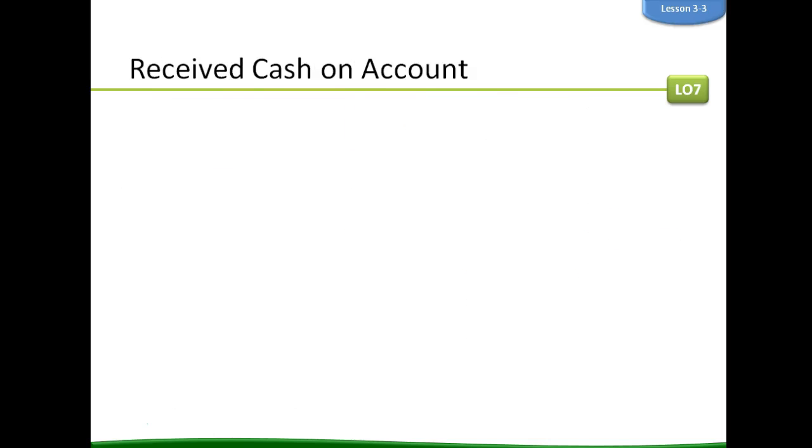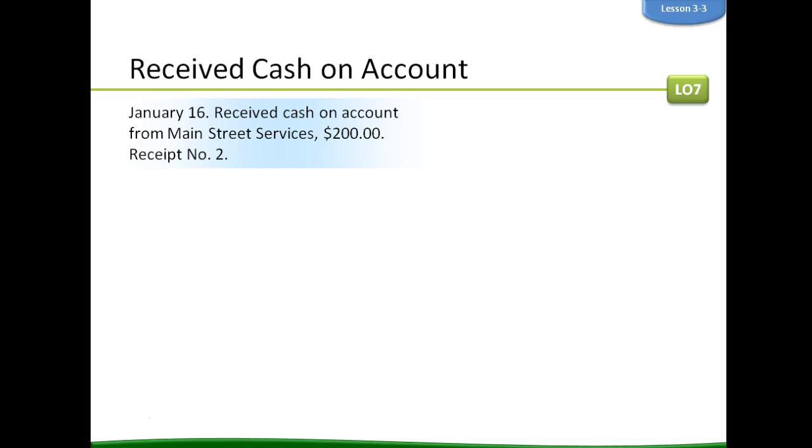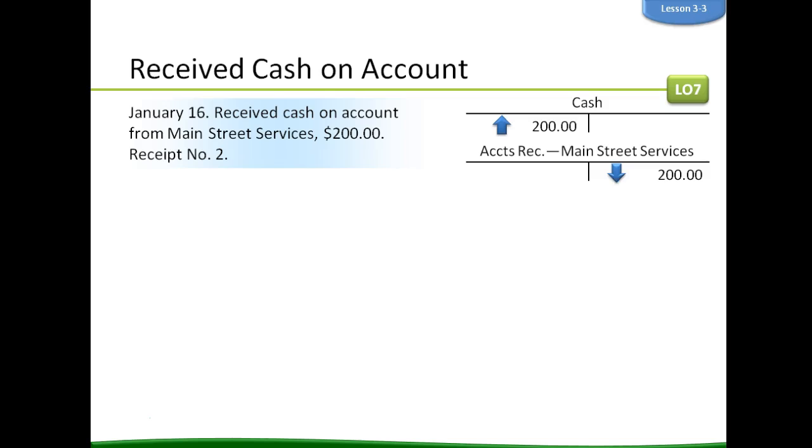All right, we received cash on account. Remember that sale we did to Main Street Services? Now they're paying us some of the money they owe us. Looks like $200. So our cash is increasing by $200. And the accounts receivable for our friends at Main Street Services, that's actually decreasing.